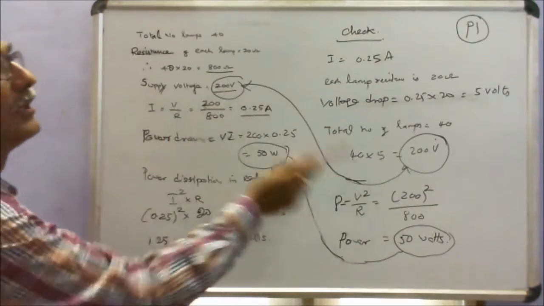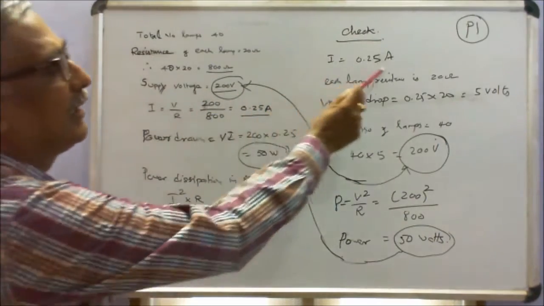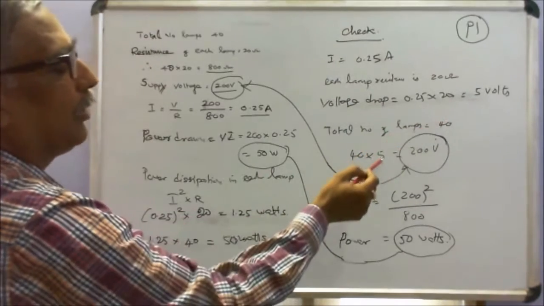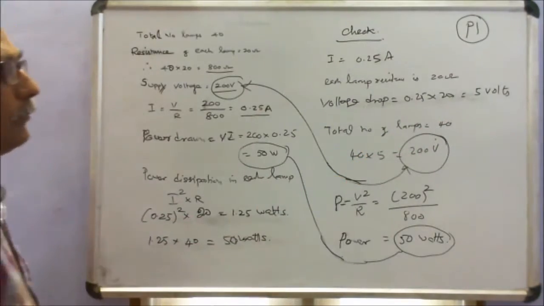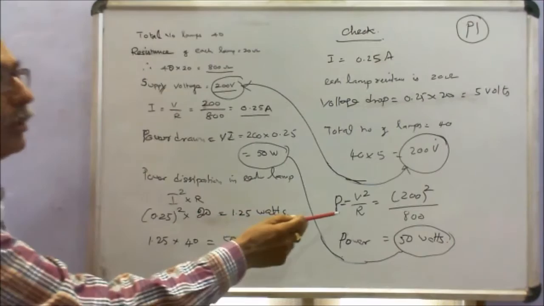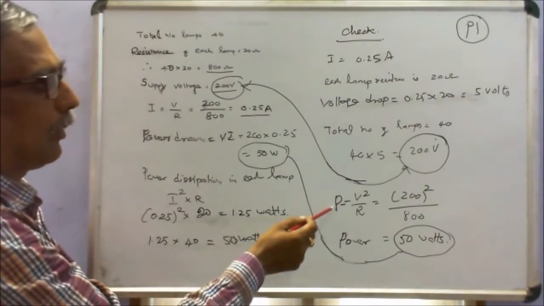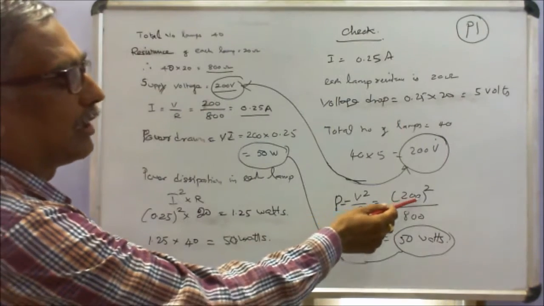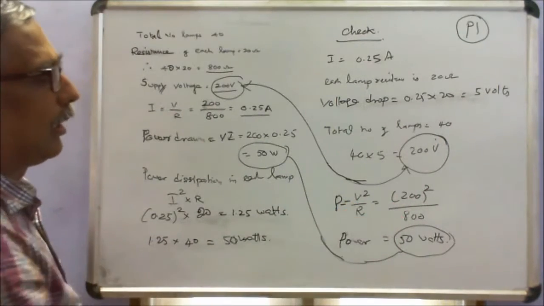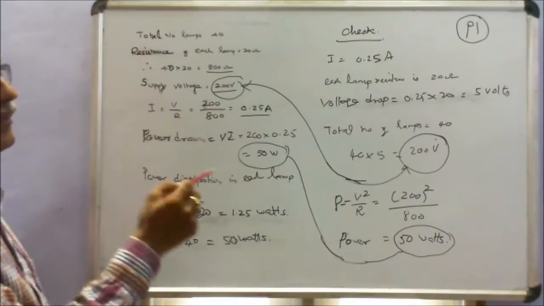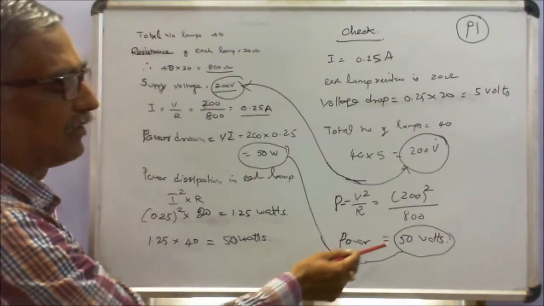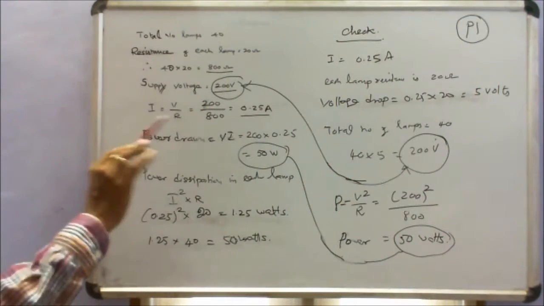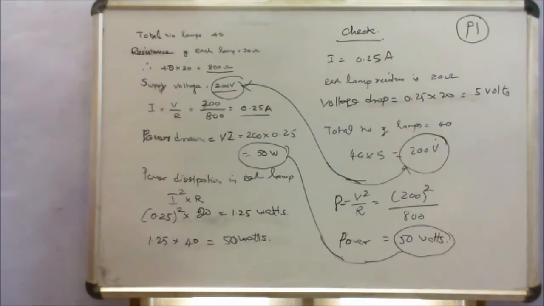So this is the voltage law. Voltage across each resistor is 5. We can total 40 into 5, which is equal to 200. Another check is power P is equal to I square R, or power P is equal to V square by R. Here the voltage is given as 200, the whole square divided by the resistance. Total resistance of the circuit is 800. Power is equal to 50 watts. So this is the first problem.